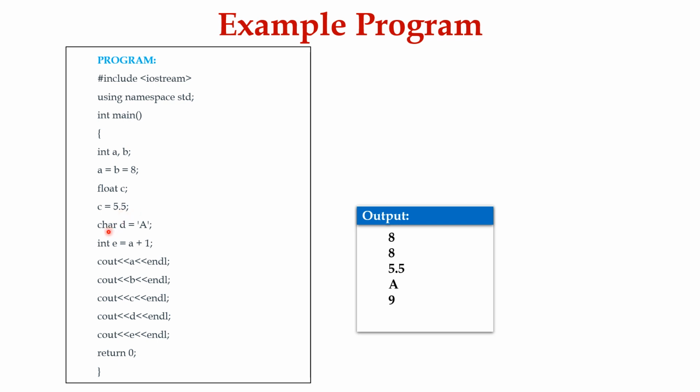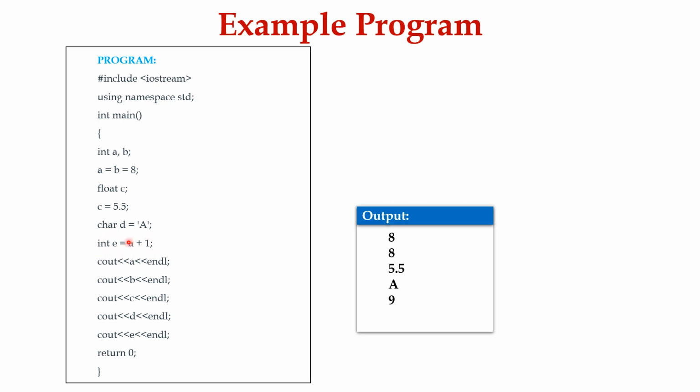The next statement is char d is equal to capital A, which is given inside single quotes, ended with a semicolon. Since it is the character data type, the value is given inside single quotes. Int e is equal to a plus 1. a plus 1 is an expression which is being assigned to the variable e of data type int. We all know that the value of the variable a is 8 and it is being incremented by 1 in this statement.